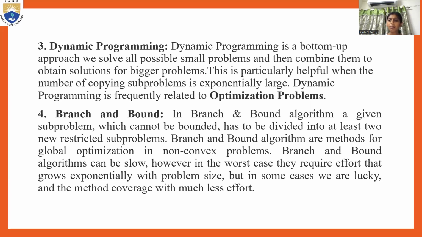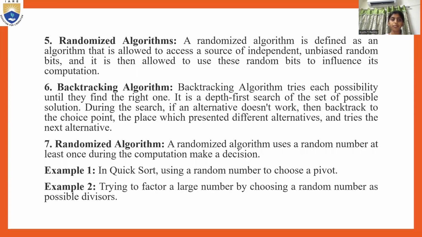Branch and bound. In a branch and bound algorithm, a given subproblem which cannot be bounded has to be divided into at least two new restricted subproblems. Branch and bound algorithms are methods for global optimization in non-convex problems. Branch and bound algorithms can be slow. However, in the worst case, they require effort that grows exponentially with problem size. But in some cases, we are lucky and the method converges with much less effort.